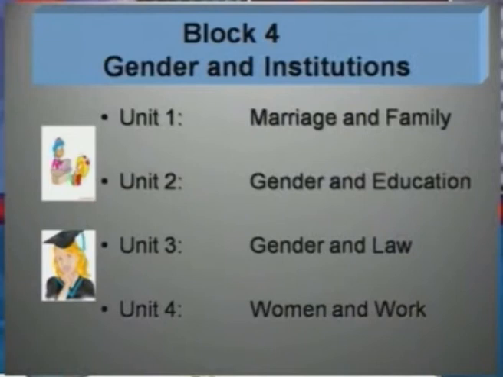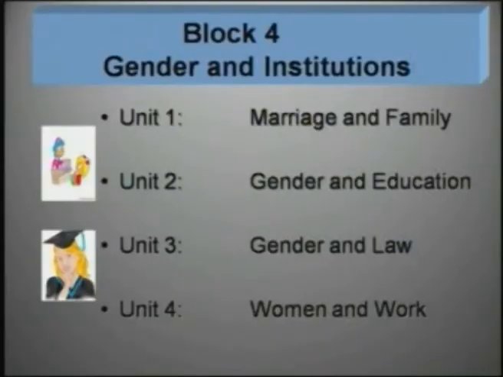The last block talks about gender and institutions, how gender is operating or is being addressed through the various institutions in our society. So we begin with looking at marriage and family in the first unit. The unit starts with the understanding of the institutions of marriage and family. Then it is defining and theorizing marriage.